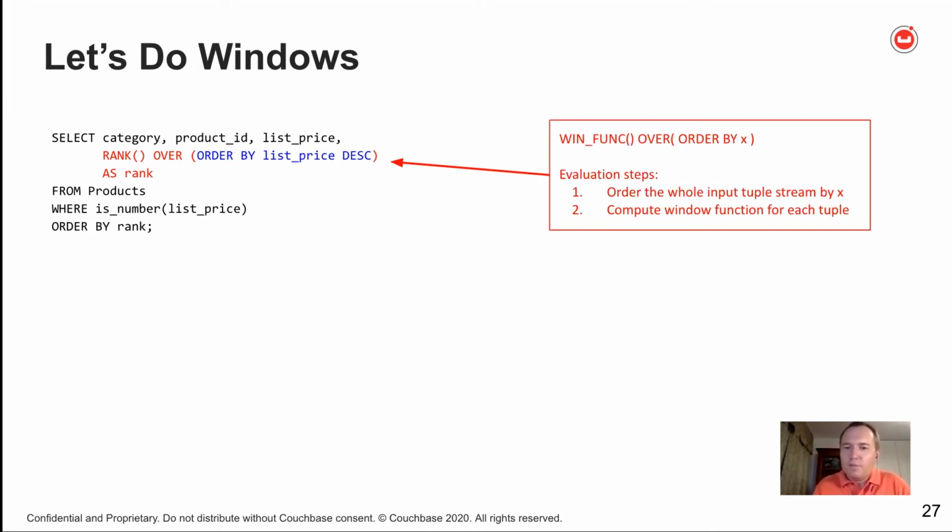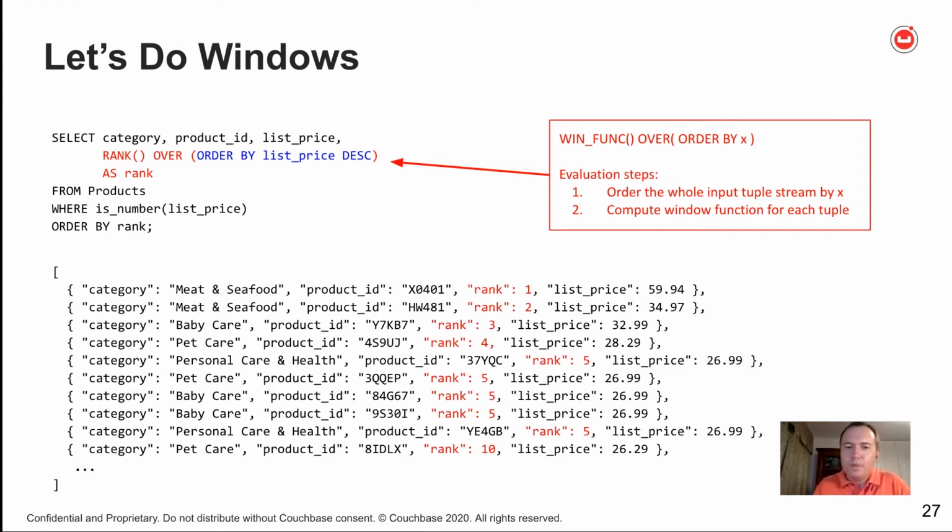First, we establish the input tuple stream. Our product dataset contains a small number of documents with non-numeric values of list price, so we need to filter those documents out. Then we start processing the over subclause. We order all input tuples by their list price from greatest to least because we have a descending modifier in the order by. Then we go through those ordered tuples one by one and assign the rank incrementing from 1.